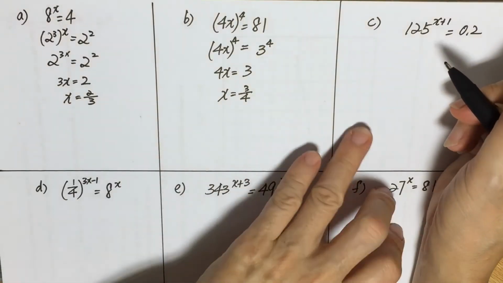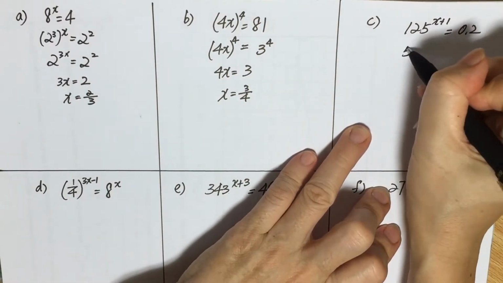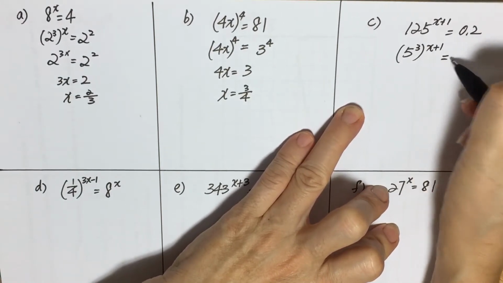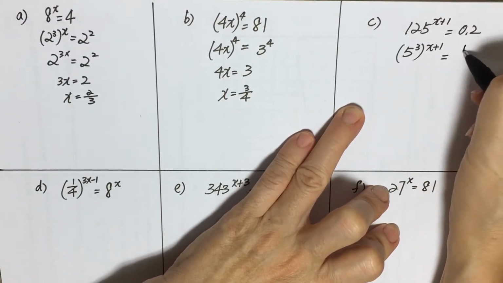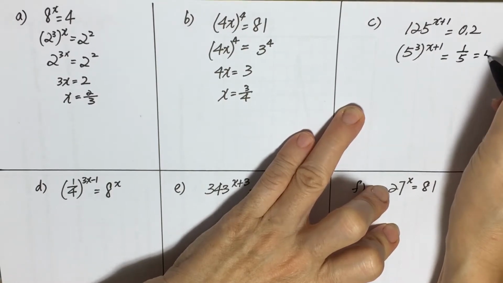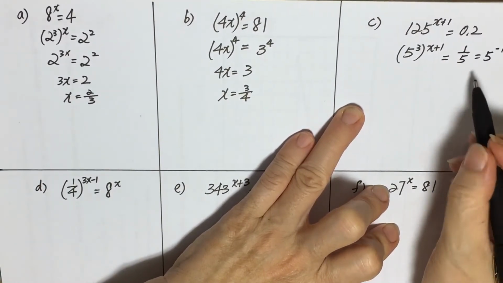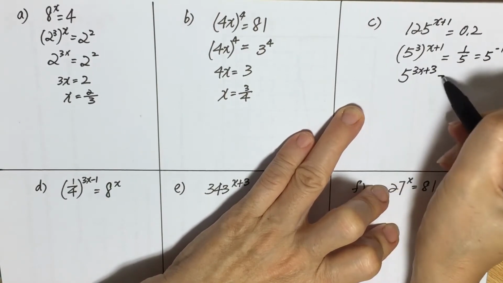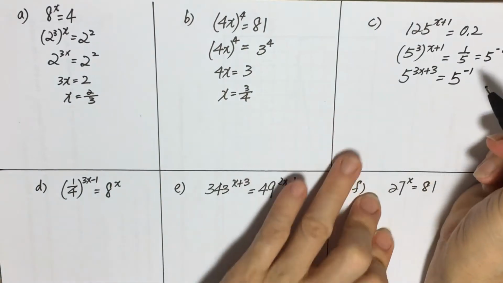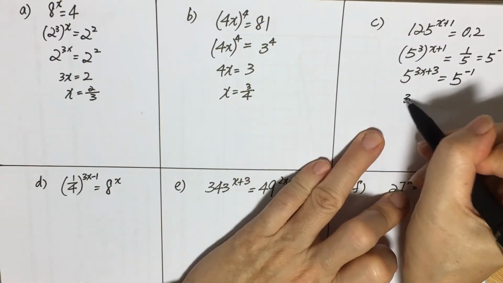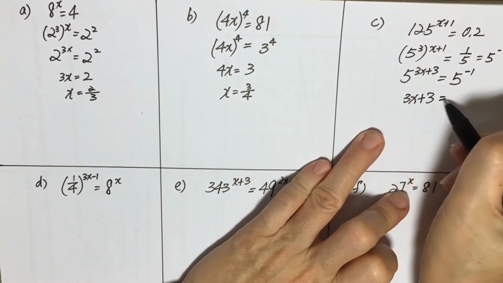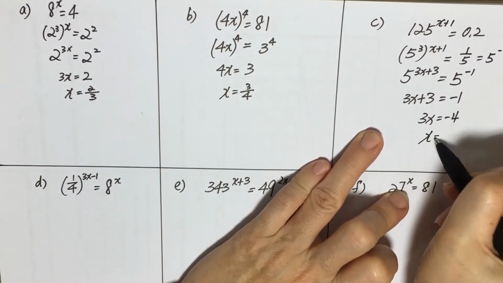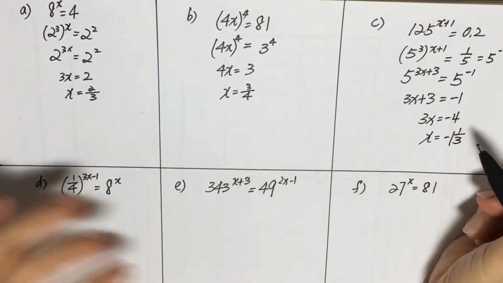Okay, question C. 125 is linked with 5. So 5 cubed, 5 cubed to the power of x plus 1 equals 0.2, which is 1/5. And 1/5 is written as 5 to the power of -1. So now this is 5 to the power of 3x plus 3, and this is 5 to the power of -1. Same base again, so we compare the power. 3x plus 3 equals -1, 3x equals -4. So x will be equal to -1 and 1/3.